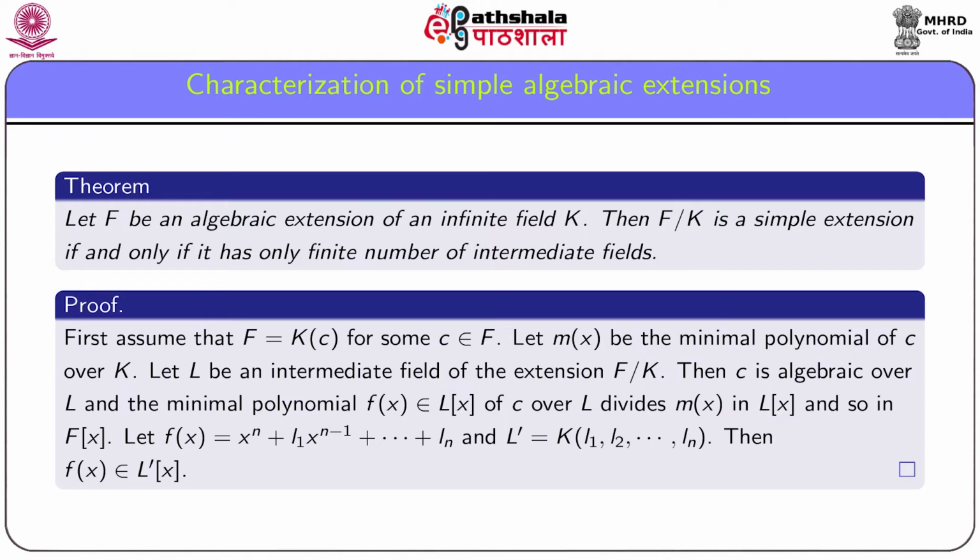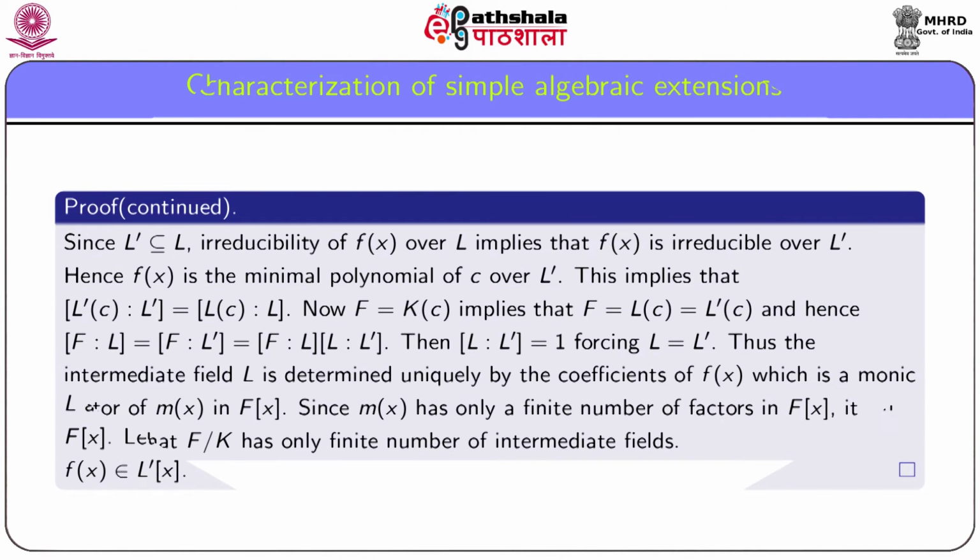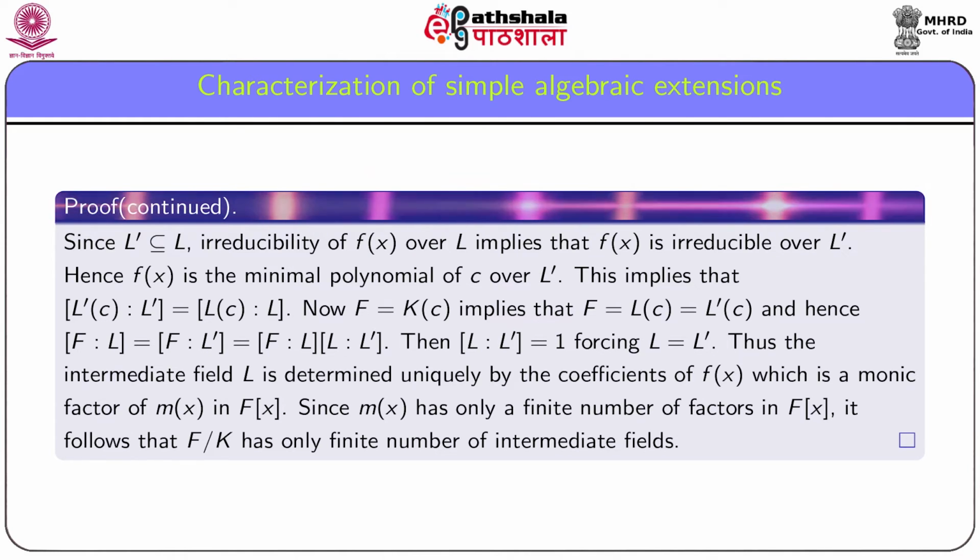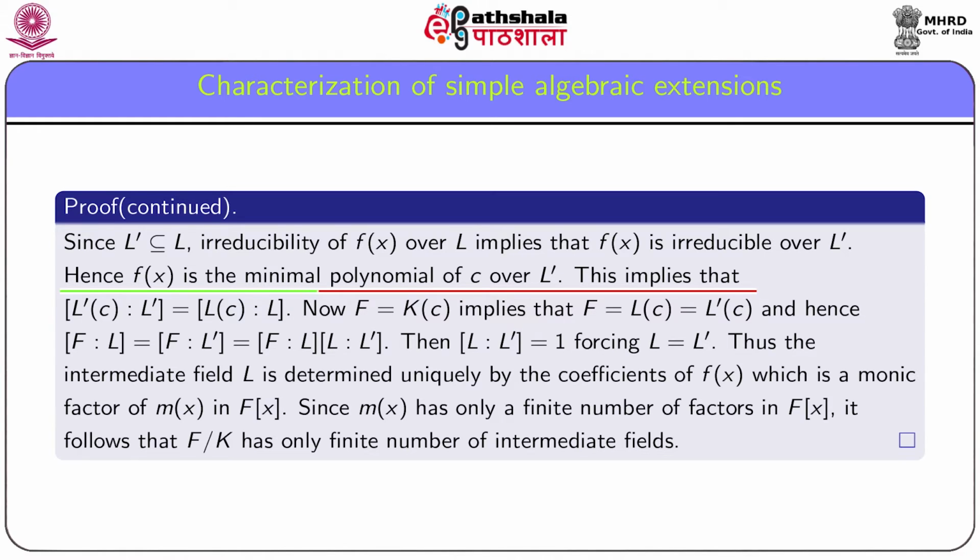Also assume that f(x) is equal to x to the power n plus l1 x to the power n minus 1 plus so on plus ln, and denote L dash is equal to K(l1, l2, up to ln). Then f(x) can be considered as a polynomial over L dash. Since L dash is a subfield of L, irreducibility of f(x) over L implies that f(x) is irreducible over L dash. Otherwise, f(x) would be reducible over L, but which is not so. Since f(x) is irreducible and monic, hence f(x) is the minimal polynomial of c over L dash.